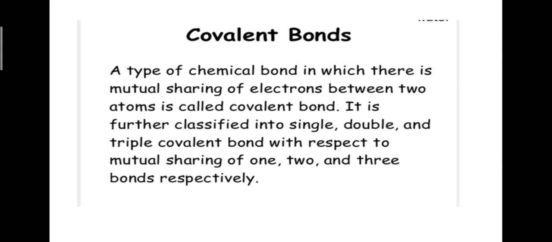Now next is covalent bond. In your book, many formations are given with electrovalent bond, like formation of magnesium chloride, formation of calcium oxide. Some examples are given. So just go through it once.